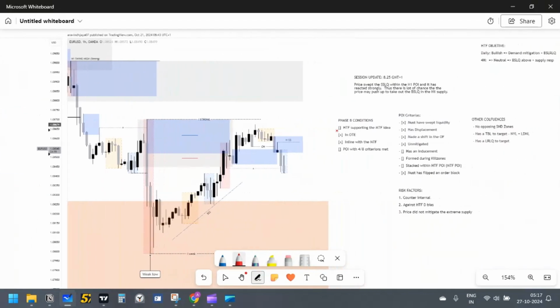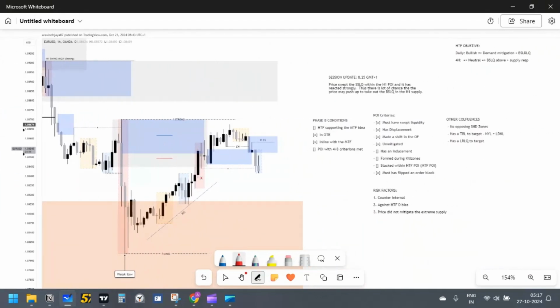So this is the first session update, and you can see price has made a small internal change. At first, I thought this was a liquidity sweep, but later I found out that this is actually a body close. So I should not waste time, right? So price swept the sell side liquidity within the H1 POI, and it has reacted strongly. Thus, there is a lot of chance the price will push up to take out the buy side liquidity in the H1 supply.